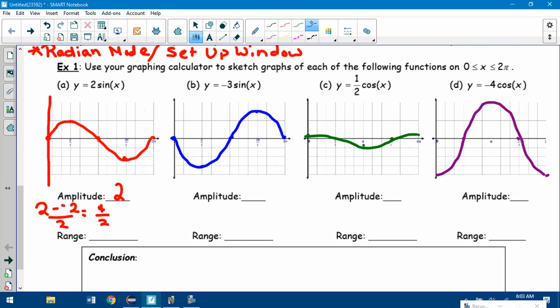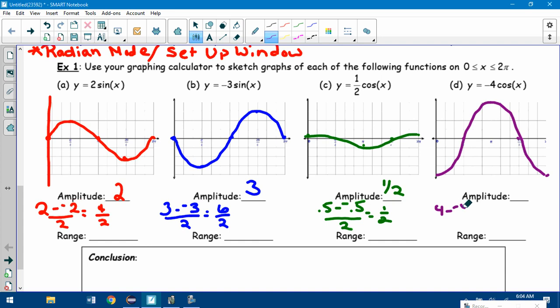For the blue graph, what's the max? The max is still 3, even though the min happens first. The min is -3, so 3 minus -3 divided by 2. That's 6 divided by 2, so that has an amplitude of 3. Green graph, the maximum was 1/2 or 0.5 minus negative 0.5, all divided by 2. So 0.5 plus 0.5 would end up being 1 over 2, so it has an amplitude of 1/2. And the purple graph has a max of 4 minus a min of negative 4, all divided by 2, so 8 over 2, amplitude is 4.